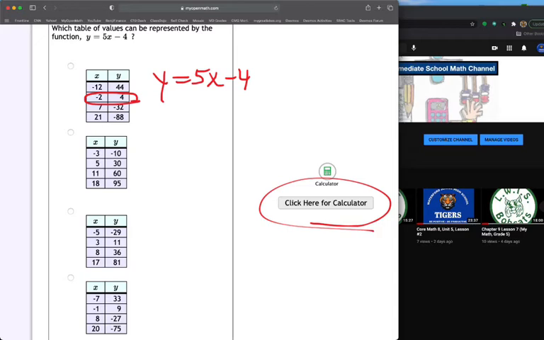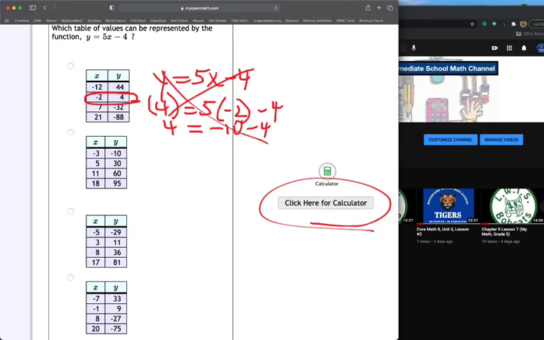So we know that the y value is 4, so we're replacing y with 4, and we are replacing x with negative 2. Remember, 5x means 5 times x, and we're simply trying to see whether that is a true statement or not. So we've got 4 equals 5 times negative 2 is negative 10, and clearly negative 10 minus 4 is not positive 4. So we know that one's not going to work, okay?